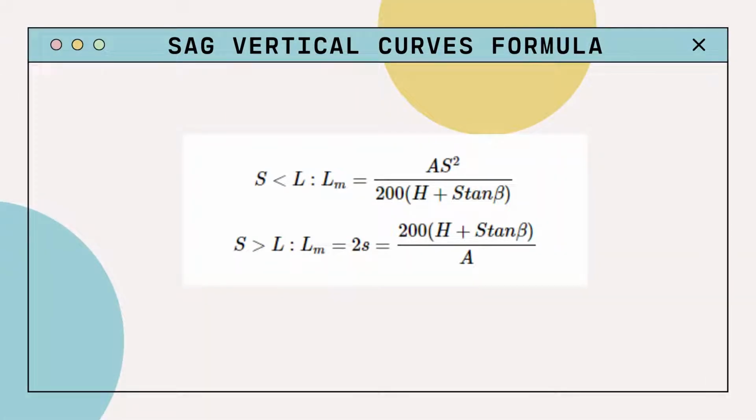The sag vertical curve has two formulas. If the sight distance is found to be less than the curve length, the first formula is used, wherein L equals AS squared over 200 times (H plus S tan beta). The second formula is used when the sight distance is greater than the curve length, wherein L equals 2S minus 200 times (H plus S tan beta) over A, wherein A is the absolute difference between G2 and G1 multiplied by 100 to translate to percentage. S is the sight distance, H is the height of the headlight, and beta is the inclined angle of the headlight beam in degrees.